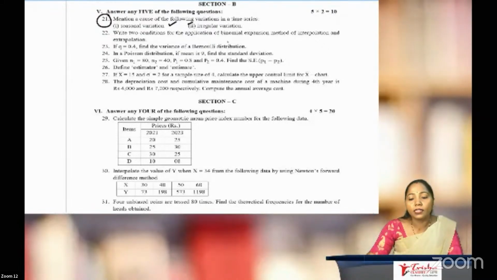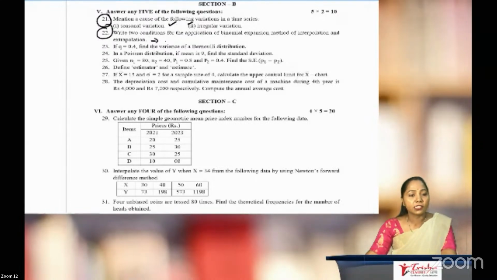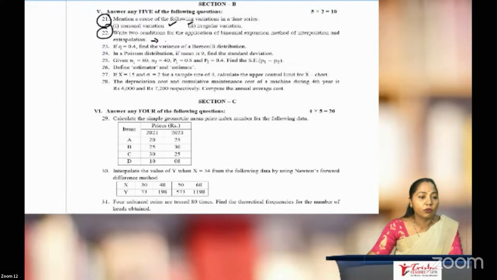Two conditions for application of binomial expansion method of interpolation and extrapolation. As I told you, for question number 22, there are only 4 possibilities. It could be assumptions for interpolation and extrapolation, the conditions for application of binomial expansion method, definitions of interpolation and extrapolation, or the methods of interpolation and extrapolation. Out of the 4, you can expect any one for question number 22.